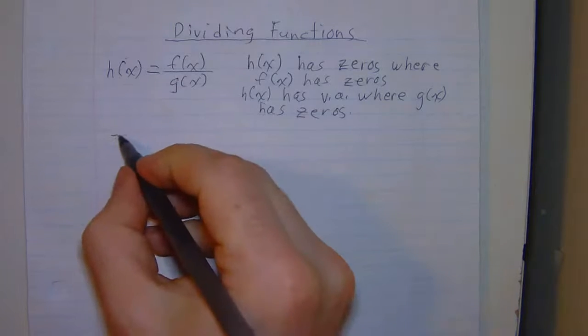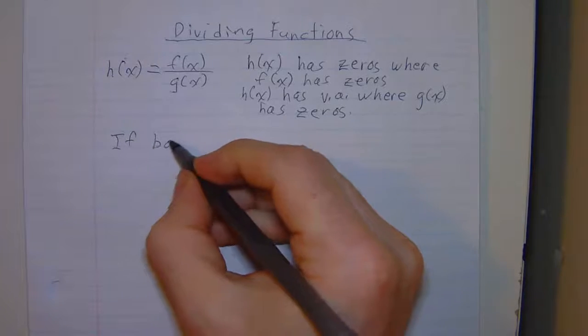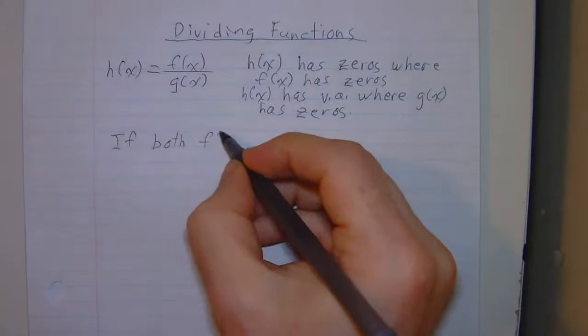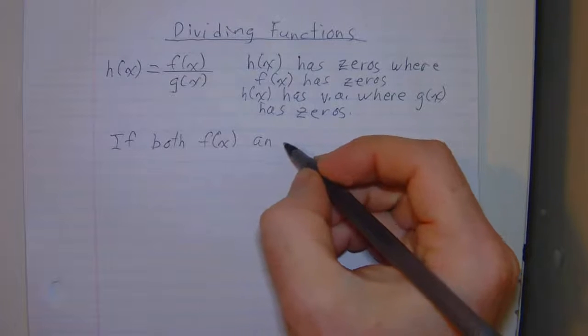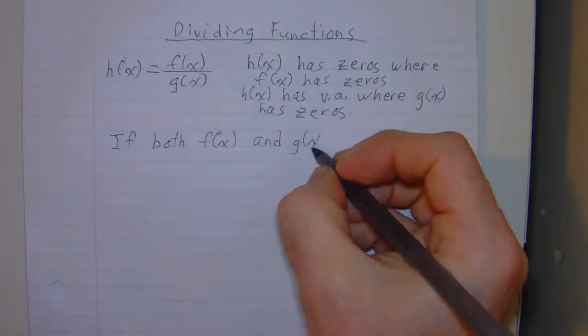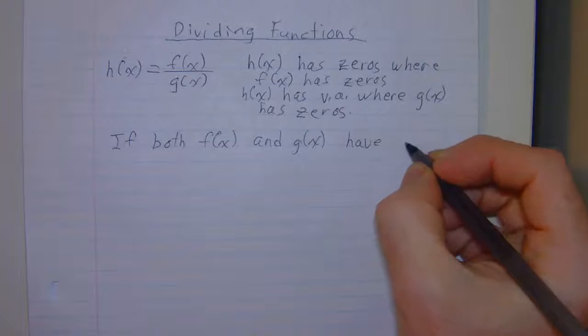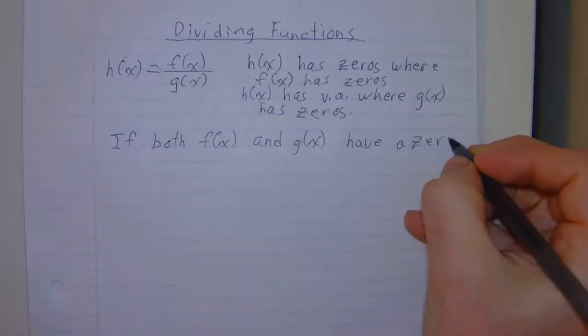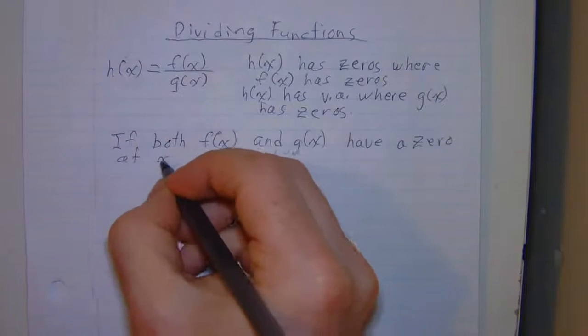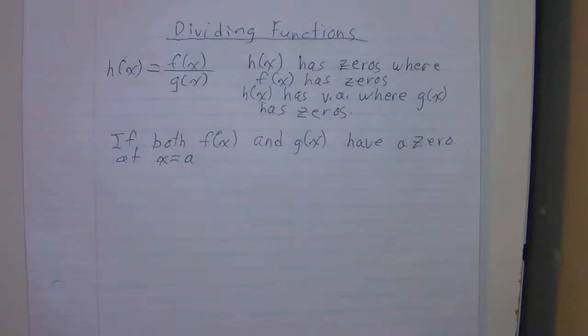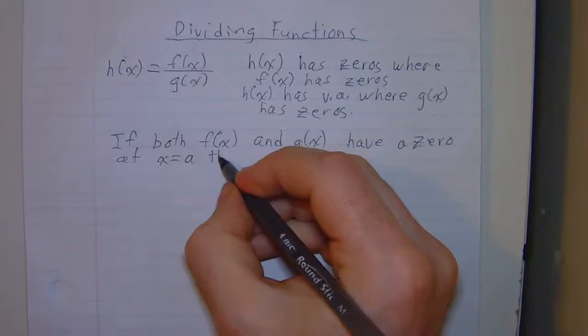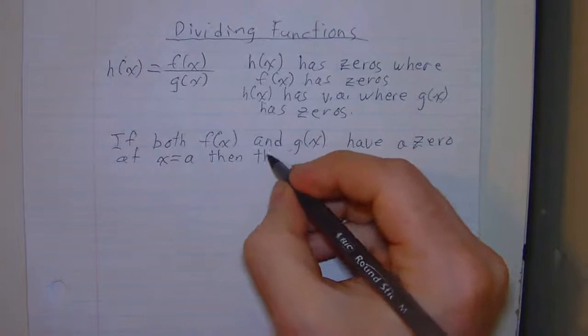So if both f of x and g of x have a zero at x equal a, so there's some value, we're just going to use a to represent it, where both the numerator and the denominator have a zero, then things can start to get a little weirder. So I'm just going to say then there are many possibilities.